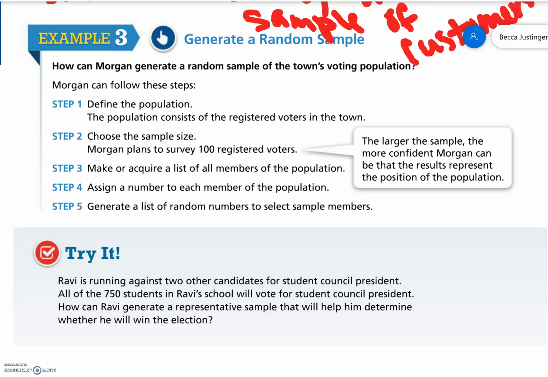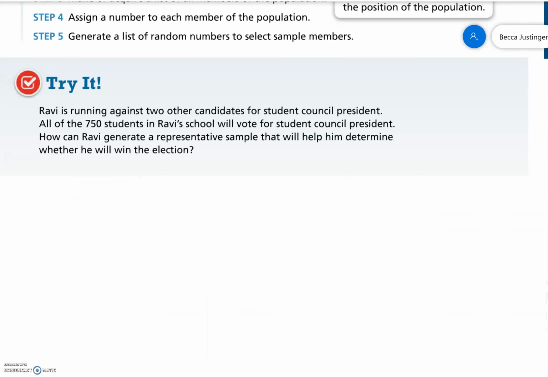So we defined our population, everybody who is registered to vote. Then we choose the sample size, those 100 people. Now we're going to make or acquire a list of all the members in the population, assign a number to each member of the population, and generate a list of random numbers to select sample members. So it's like picking numbers out of a hat, picking straws out of a cup, or tongue depressors. So let's try it. Ravi is running against 2 other candidates for student council president. All of the 750 students in Ravi's school will vote for the student council president. How can Ravi generate a representative sample that will help him determine whether he will win the election?